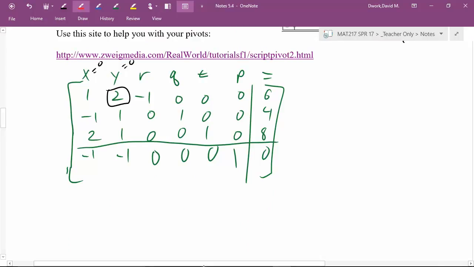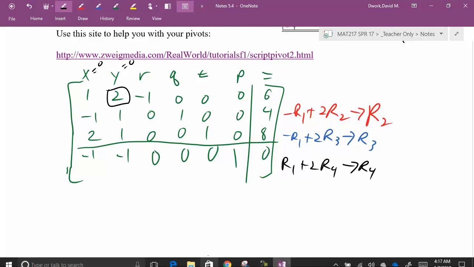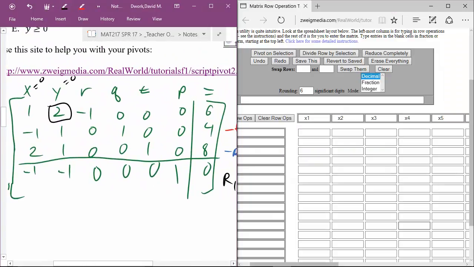So you can use your pivot website if you like, but let's write down our pivots. The pivots would be, and remember, you have to use row 1. So I need negative row 1 plus 2 row 2s to make a new row 2. Then we need to do the same calculation, negative row 1 plus 2 row 3s to make a new row 3. And then finally, for the fourth equation, I need what? Leave row 1 alone, plus 2 row 4s to make a new row 4. Right? We're just doing elimination technique. So that's what we would do by hand. So we're going to go ahead and pop this matrix into here. I'm going to pause the video.